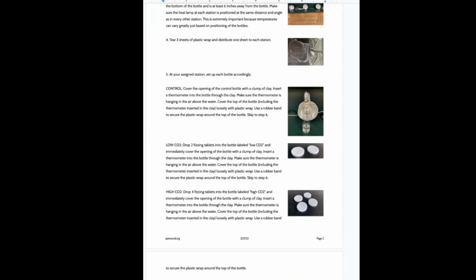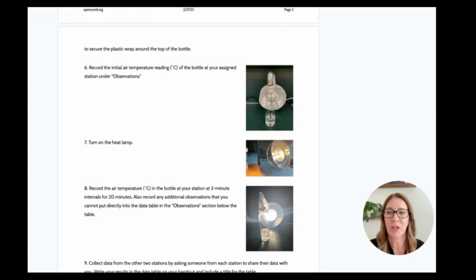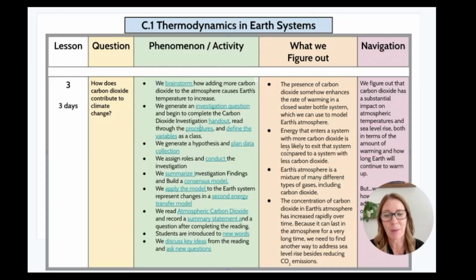You can try this out in the prep section. I do talk about how you can reduce this to half. It still works. Also in the prep, I'm going to talk a little bit about how the position of the bottle really matters, how close it is to the heat lamp. So we're going to do this investigation and collect some data in our data table about the temperature increase every 2 minutes in these 3 different bottles. And then we're going to compare our data.